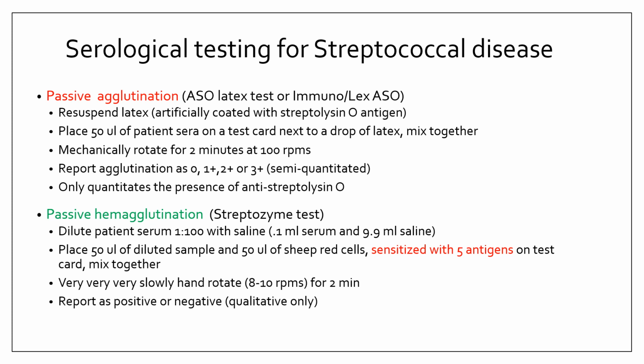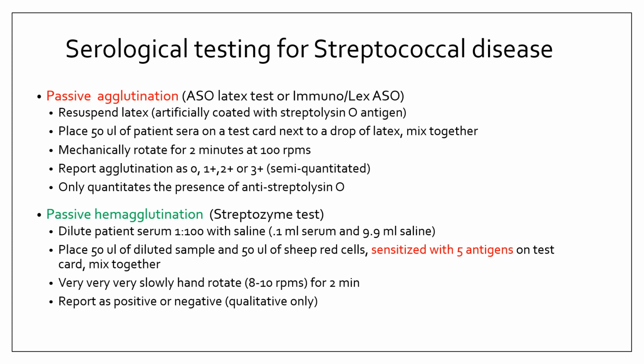Of course, a 0 reaction is going to be where the background is very smooth, and a 3 plus reaction is where the background is clear, but you have several large agglutinins. This is a semi-quantitative procedure where you can kind of tell how much antibody concentration is in the patient's serum. Okay, now the passive agglutination for ASO test only quantitates the presence of one antibody, and that antibody is called anti-streptolysin O. The streptozyme test, on the other hand, looks for 5 different antibodies.